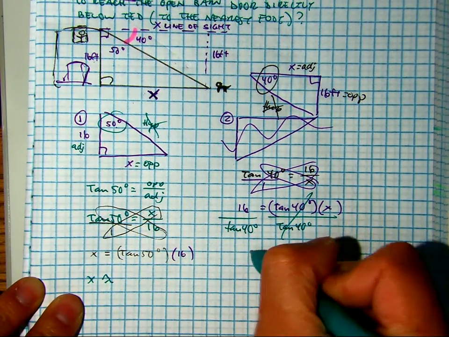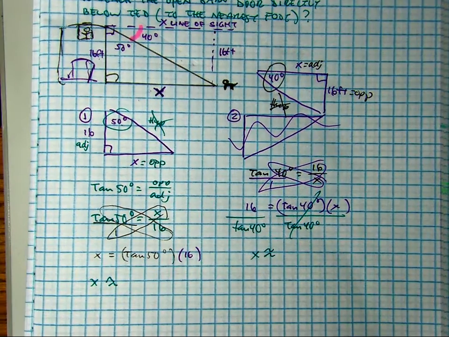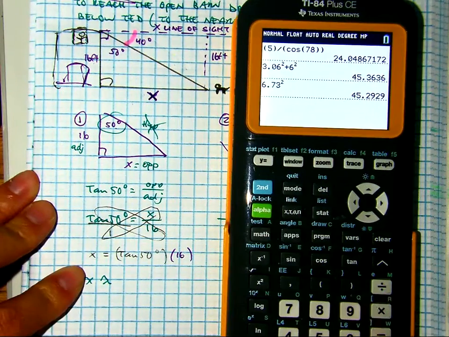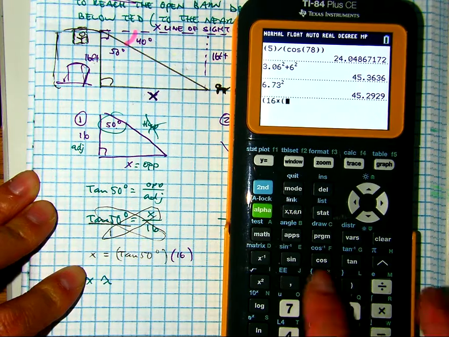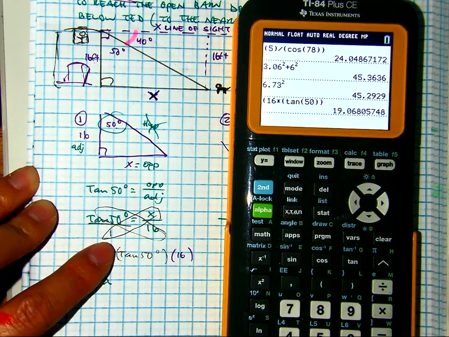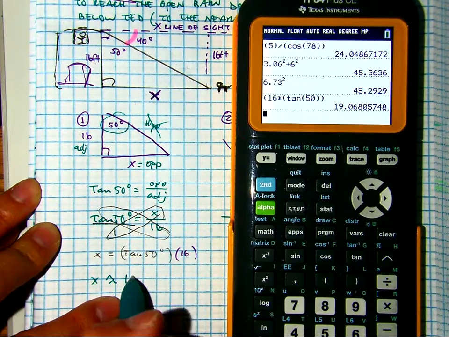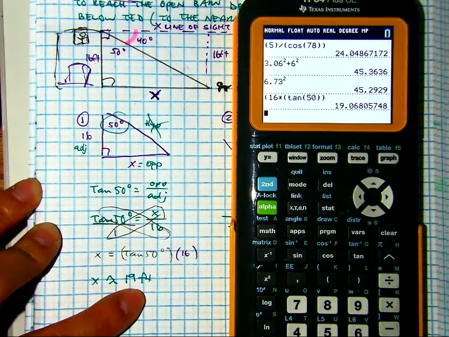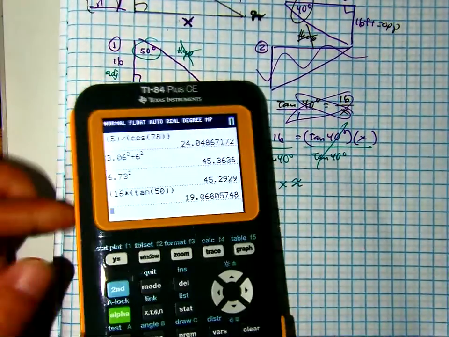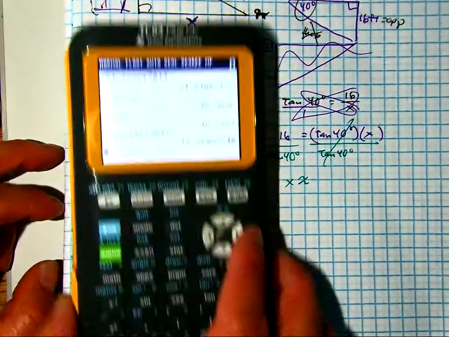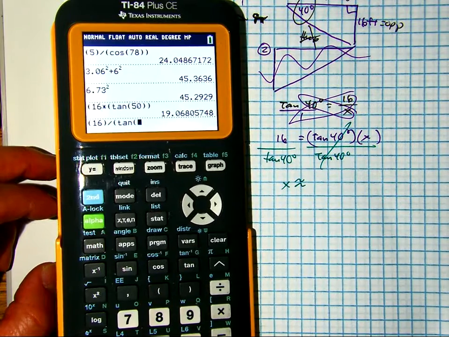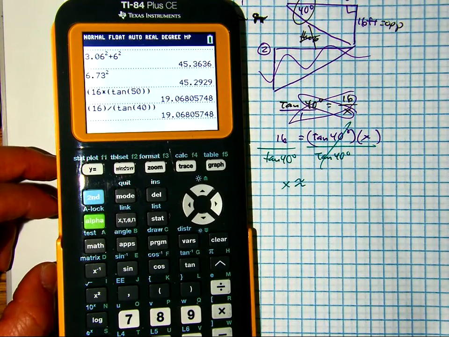Let's go ahead and approximate both of these. It says to the nearest foot. I'm on degree mode. Extra parentheses, 16 times tangent of 50 degrees. I get approximately 19 feet. And now I'm going to do this side. I get 16 divided by tangent of 40. Extra set of parentheses. And you'll notice I get approximately 19 feet.